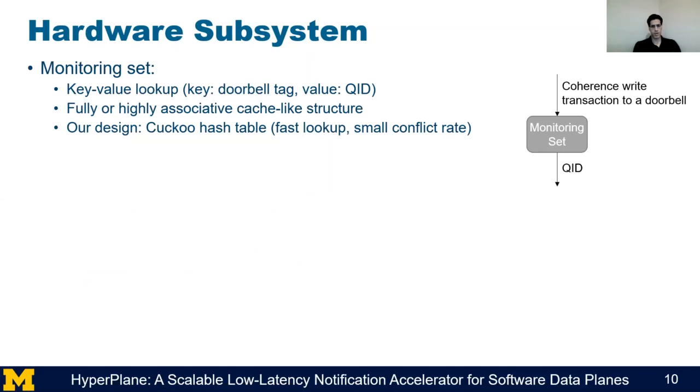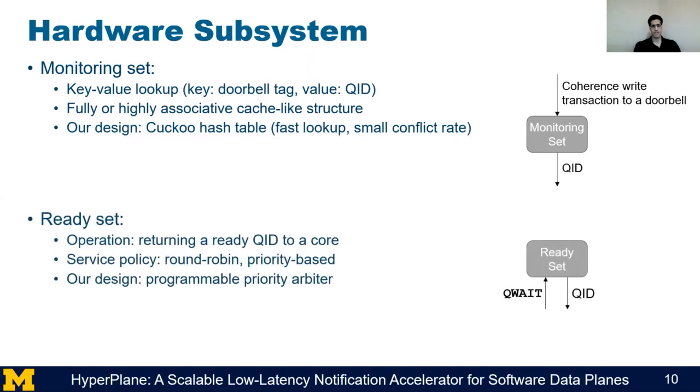Let's talk a bit more about HyperPlane's hardware subsystem. The monitoring set actually must perform key-value lookup operations, where the key is the tag of a doorbell address and the value is the queue ID. It is in fact a cache-like structure, and it has to be fully or highly associative to hold all the monitored doorbell tags. Our design choice for it is a cuckoo hash table, which has fast lookup time and a small conflict rate. I'm not going to talk about its details due to the time limitation, but if you have any questions about it, I'd be happy to go into detail in the live talk.